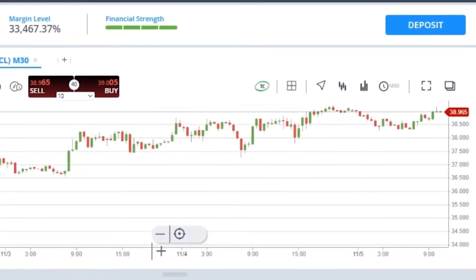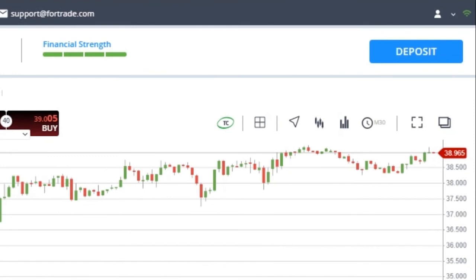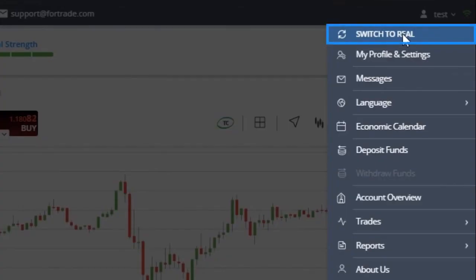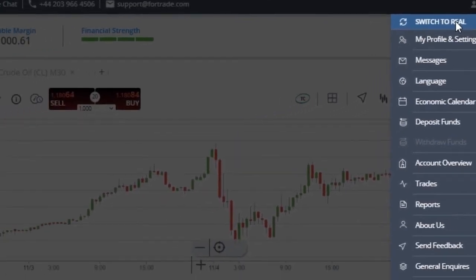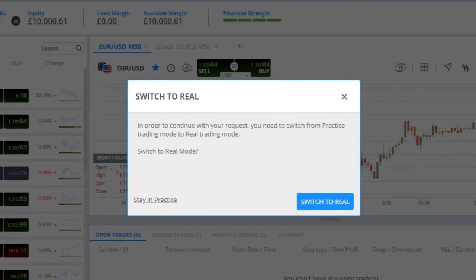At the top right-hand side of the screen, you can see an arrow which produces a menu with many options. Choosing the option Switch to Real at the top of the menu will direct you to Real mode. Or you can do this by clicking on the Deposit Funds button before you place funds in your Real account.